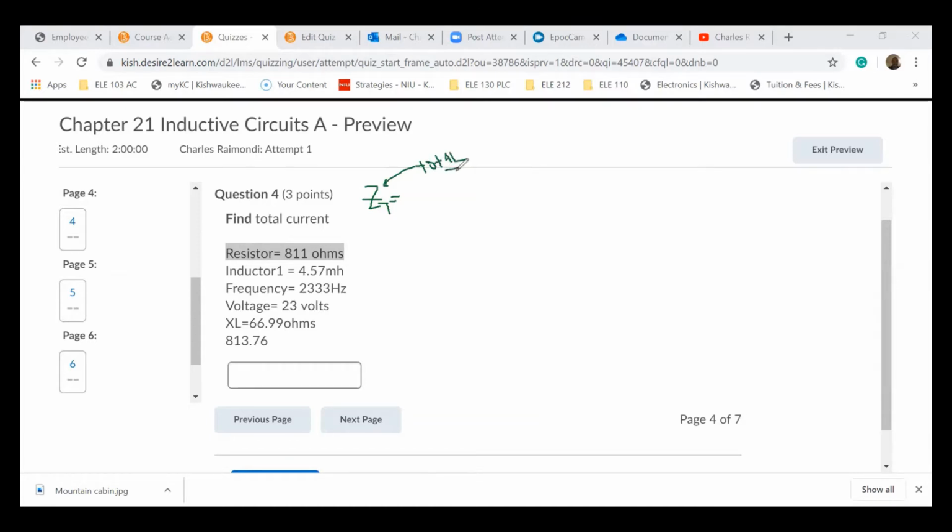I love my job. There it is. Z total, and you just take the radical. That is the radical sign. That looks like a division sign. Yeah. All right, let's try that again. Okay, so we take 811 and we square it plus 66.9 squared. What'd you get on that? 813.76.